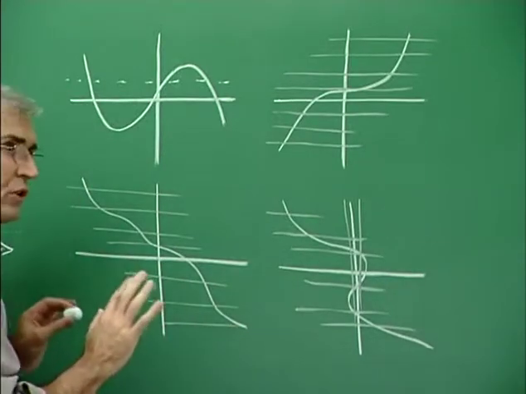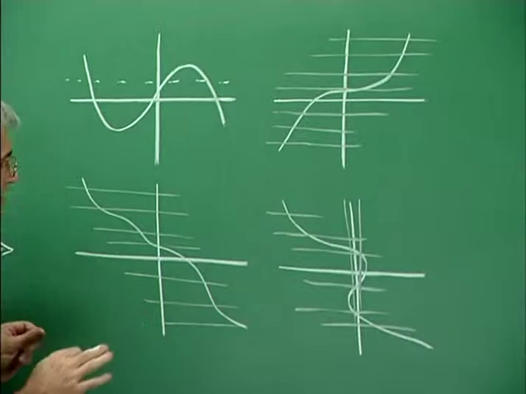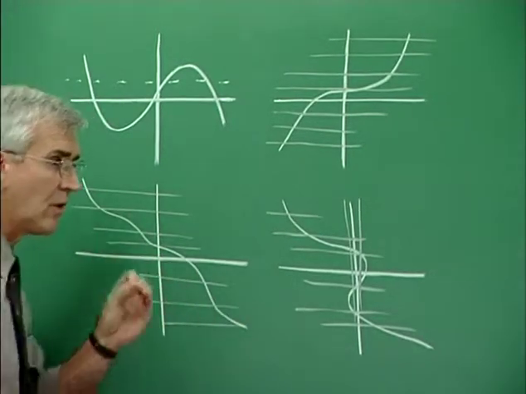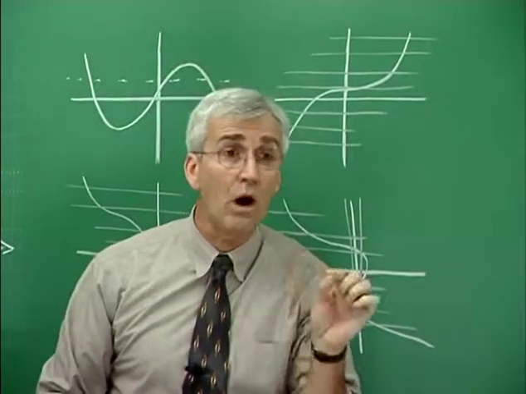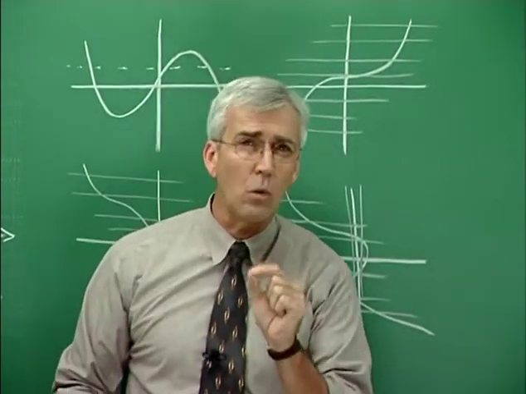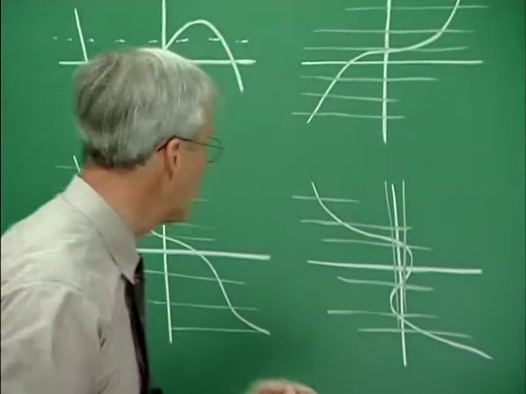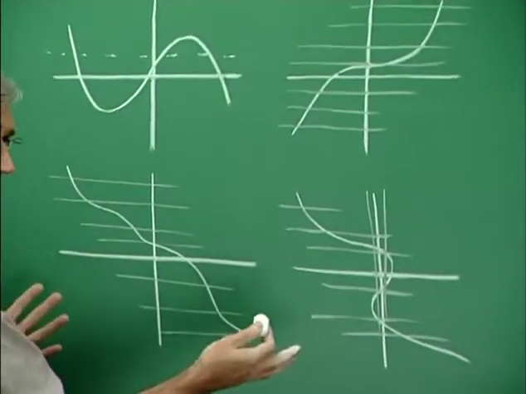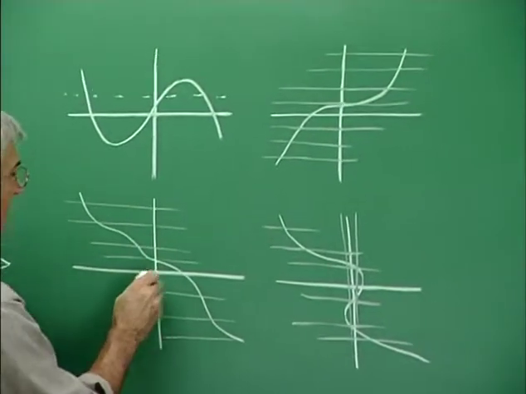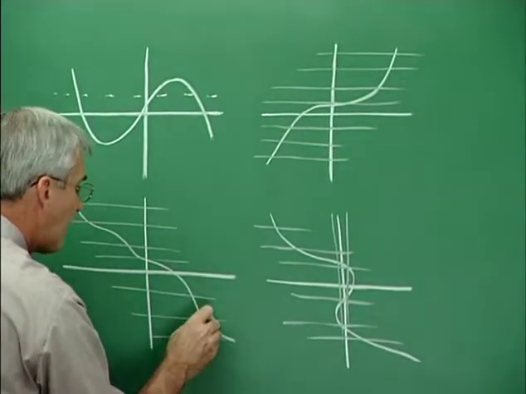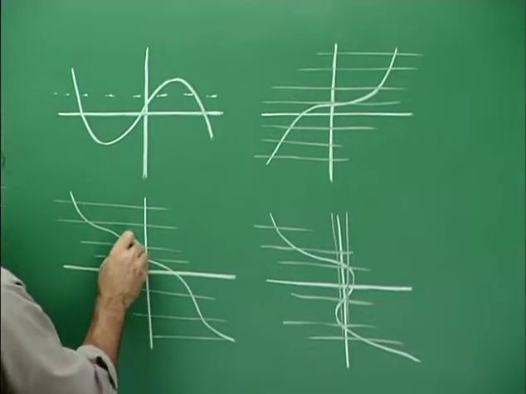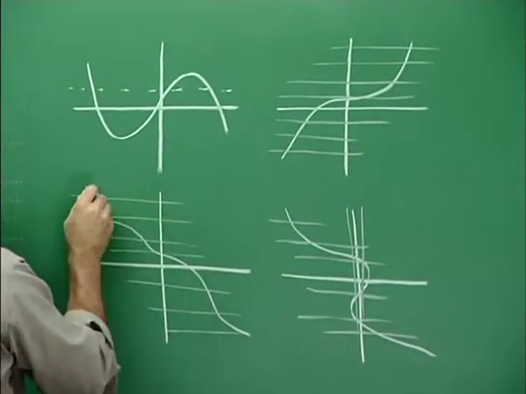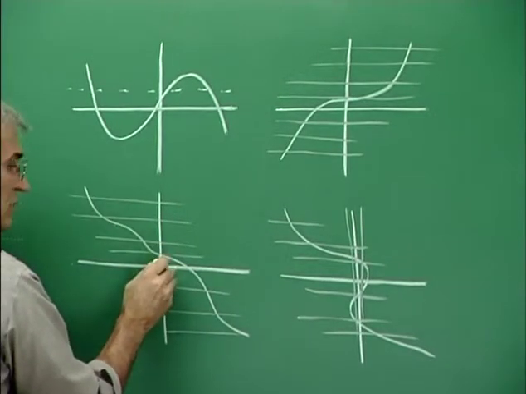Now this one-to-one idea means that for every one value of x, there is one value of y. And for every one value of y, there is one value of x. That's just the nature of functions that have graphs that are continually decreasing or increasing. For every one value of x, there is one value of y, and also for every one value of y, there is one value of x, and so on.